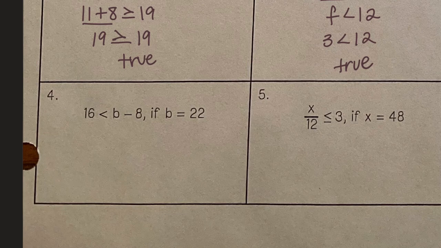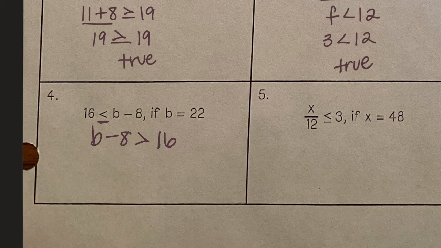Moving on to number 4. We have 16 is less than b minus 8. I'm going to rewrite this as b minus 8 is greater than 16, because that's what this symbol is telling me, that it's eating the b minus 8. So b minus 8 has to be bigger than 16.